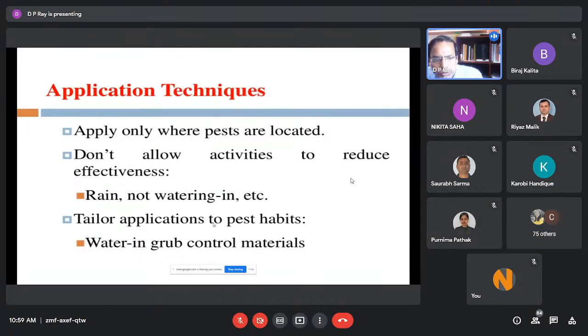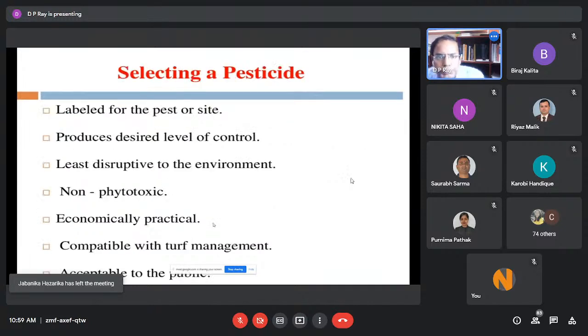Apply only where the pests are located, and don't allow activities like rain to reduce the effectiveness. Tailor the application to pest habits. It should be there in the pest control materials. On selecting the pesticide, as I was mentioning, check the label of the pesticide.